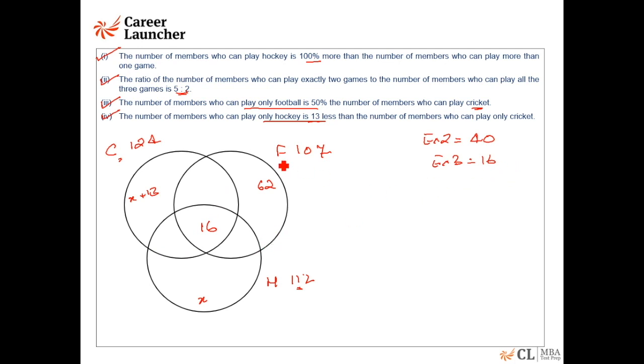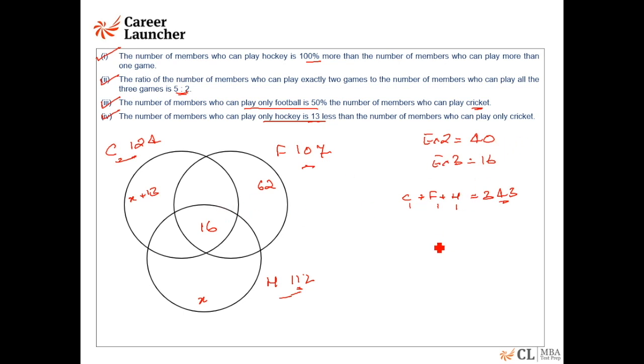Now, how many people are there? If I look at cricket plus football plus hockey individually, it is 124 plus 107 plus 112. What does it become? 124, 236, 343. So this is coming out to be 343.